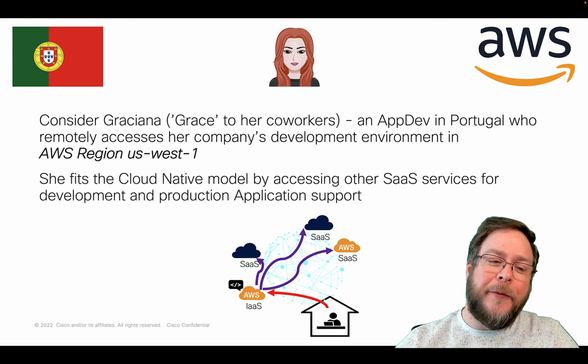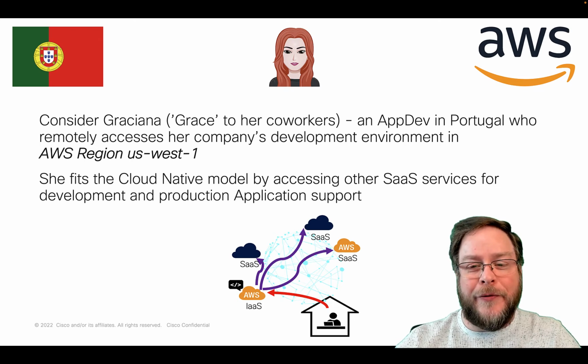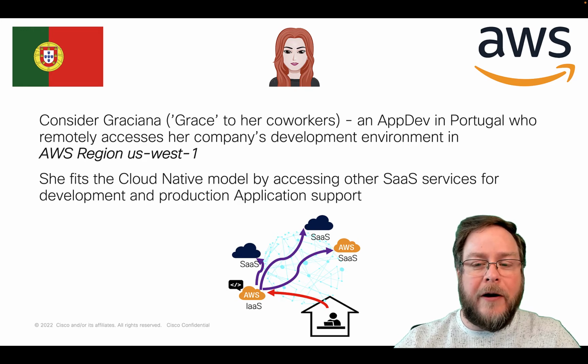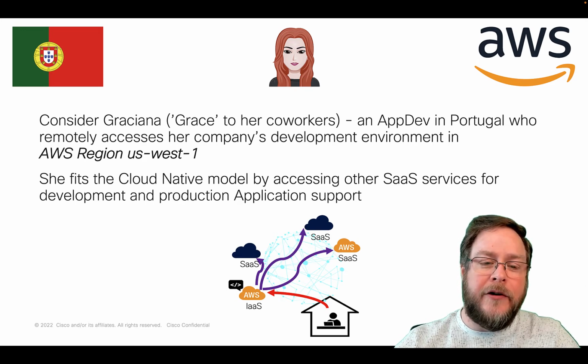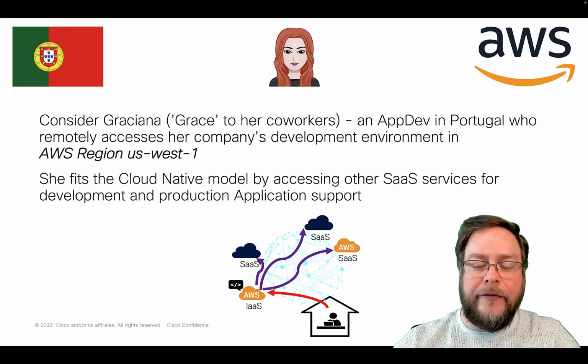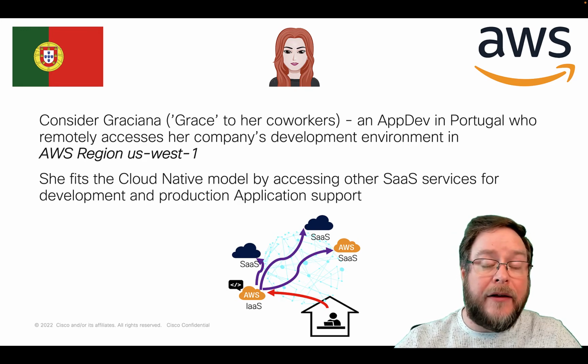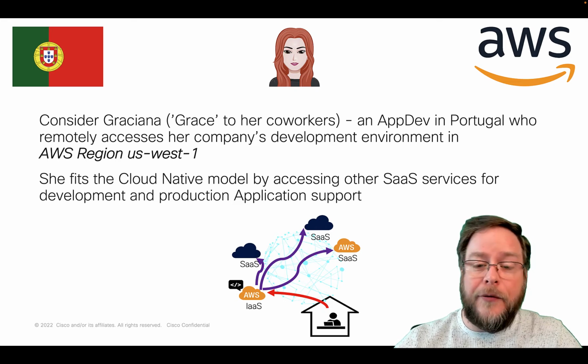Now, what you saw in part 1 is I used an example of Graciano, or Grace for short, as an app dev who lives in Portugal, and she remotely accessed her company's development environment, which was in AWS region US West 1. And she fits a cloud native model because she doesn't have this code being developed in her home. She is remote accessing and getting to it in AWS.